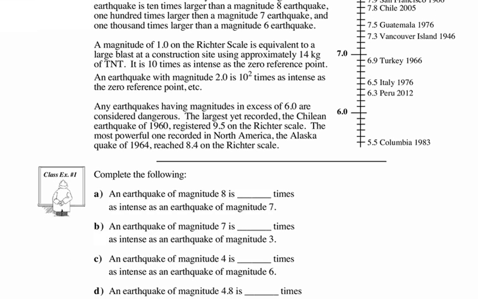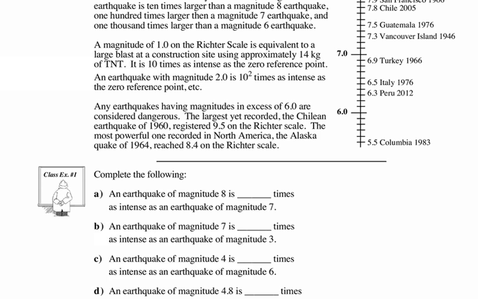A magnitude of 1 on the Richter scale is equivalent to a large blast at a construction site using approximately 14 kilograms of TNT. It is 10 times as intense as the 0 reference point. An earthquake with a magnitude of 2 is 10 to the 2 times as intense as the 0 reference point, and so forth.